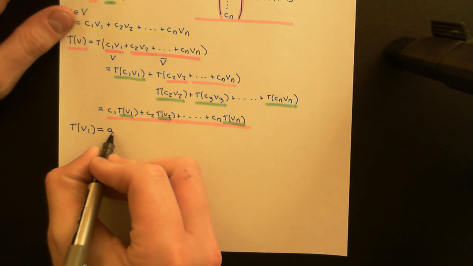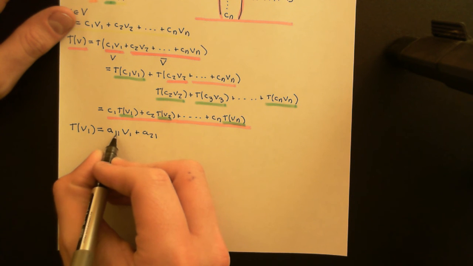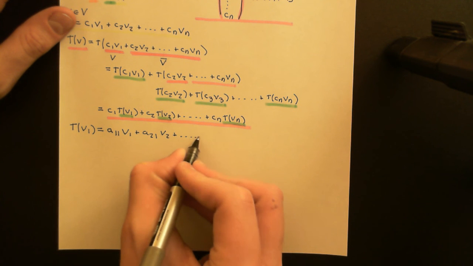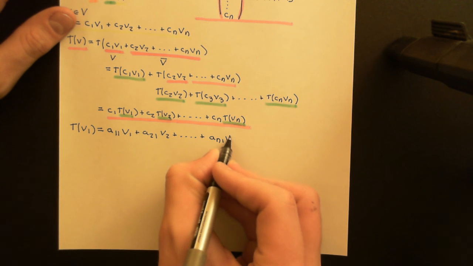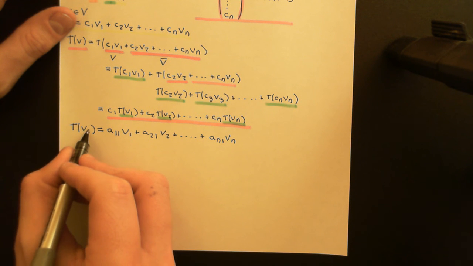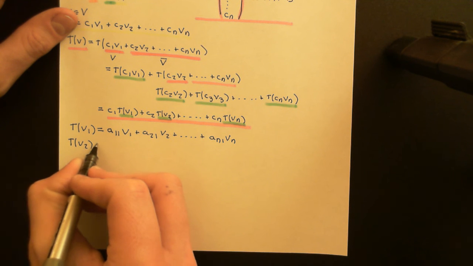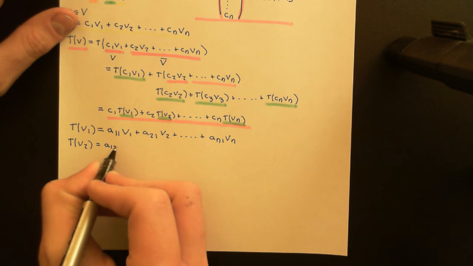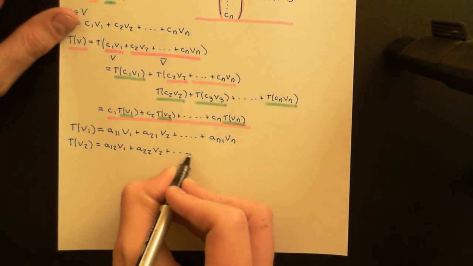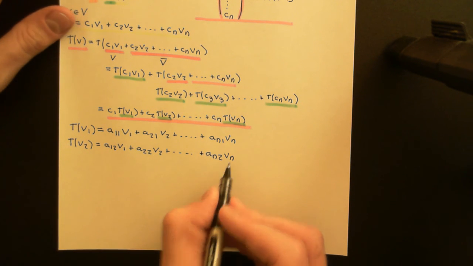Okay, so what we're going to say is that T of V1 is some A11 V1 plus A21 V2, so I'm going to raise the first index here as we go along the different basis vectors, plus all the way up to An1 Vn. And now what does the second index of all of these coefficients denote? That's going to denote which basis vector I'm actually looking at the image of. So for instance, if I now look at T of V2, this will be A12 times V1 plus A22 times V2 plus all the way up to An2 Vn.